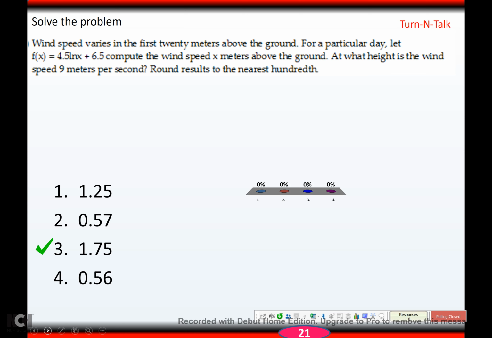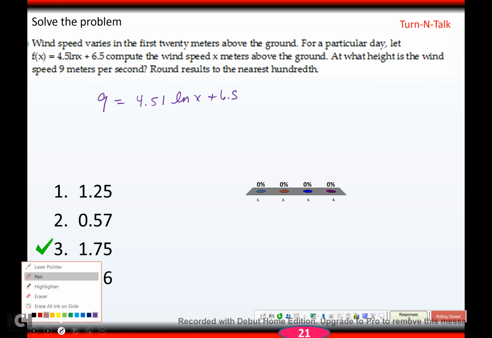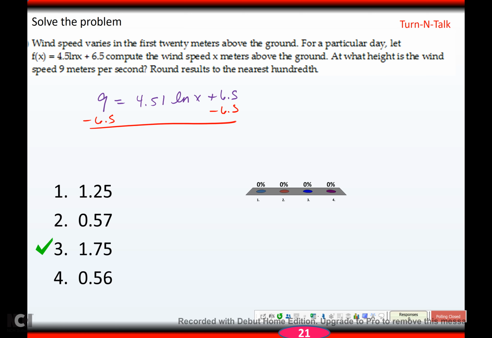Alright, so again, same exact question, but they give me a wind speed of 9, so we set f of x equal to 9, 4.51 ln x plus 6.5. So to solve it algebraically, I would subtract 6.5. 9 minus 6.5, I get 2.5 equals 4.51 natural log of x. Divide by 4.51. Divided by 4.51, I get 0.5543237 equals the natural log of x.